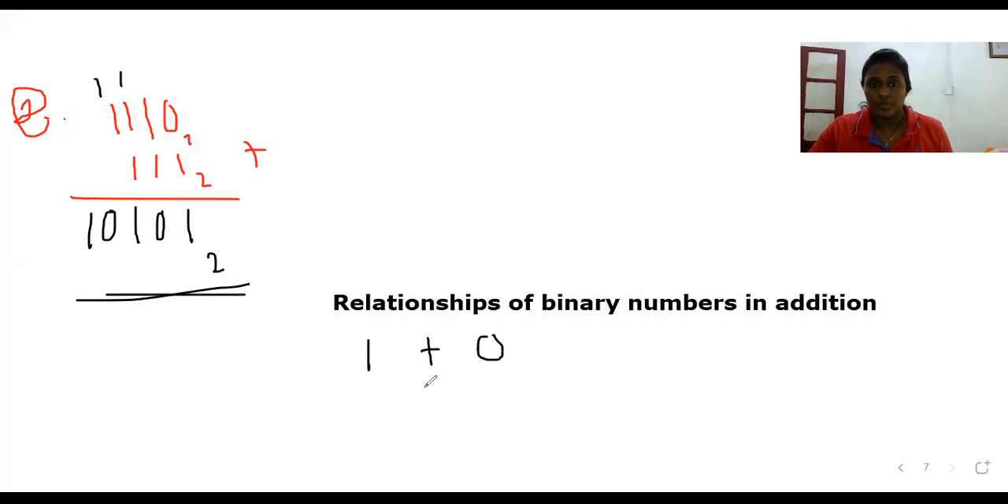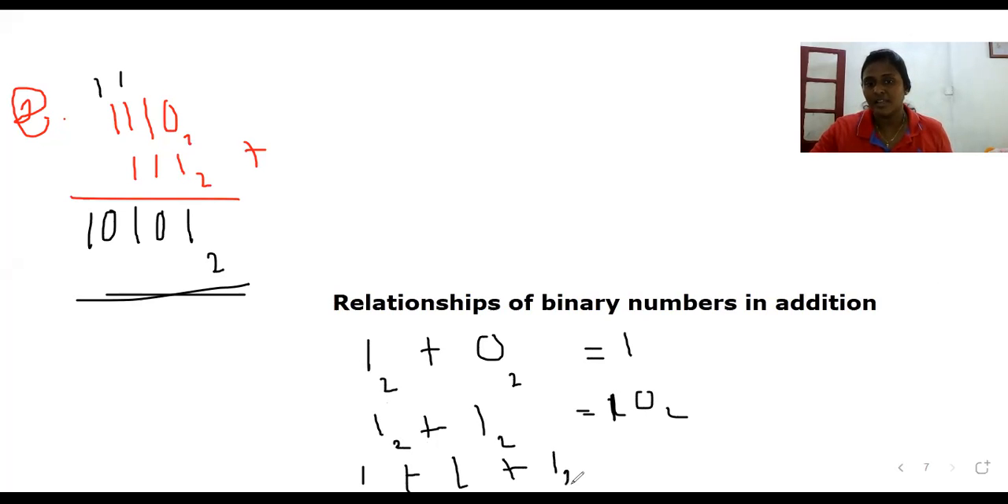1 plus 0 base 2, all of these are base 2. 1 plus 0 is 1. Then 1 plus 1, we don't say 2, 1 plus 1 is 1 0. Right? Then 1 plus 1 plus 1, 3, that means in base 2, that means 1 1 base 2. So you have to remember these relationships when you are doing exercise 2.3. I hope this is very clear for you children.